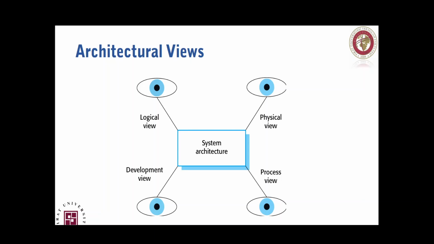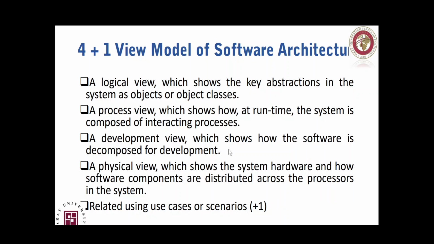How about the physical view? For the physical view, we address the distribution of the system itself on or across the hardware, and we may think about different systems that our system can be distributed across. So these are the 4 views plus one, relating them using use cases or a similar application of UML. This is the idea of the 4+1 model, okay?